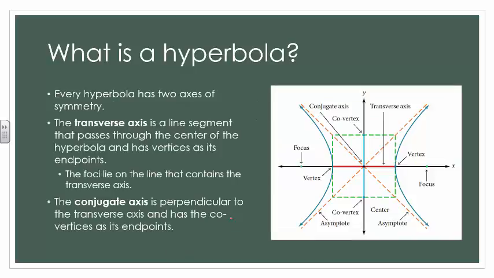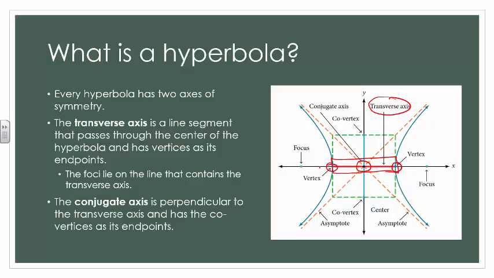Every hyperbola has two axes of symmetry. The transverse axis is a line segment that passes through the center of the hyperbola and has vertices at its endpoints. We can see this in the picture to the right. This red line, so here's where the label is. We follow the arrow down and we see that this red line right here is our transverse axis. This black point is the center of the hyperbola, and right here we have one vertex and the other.